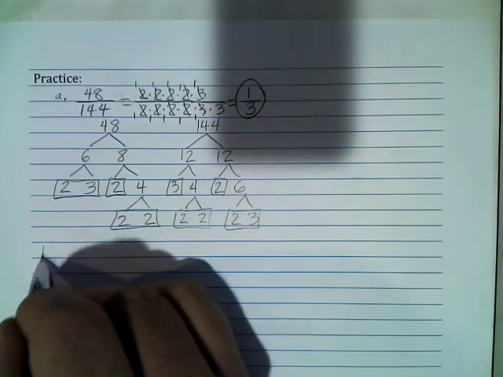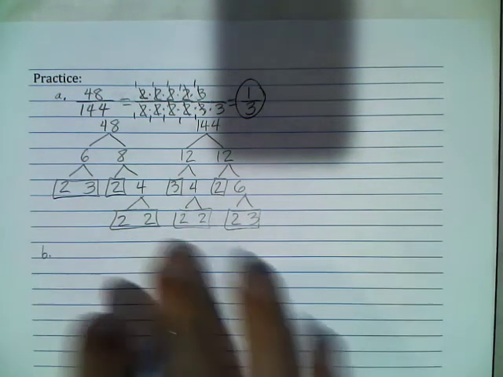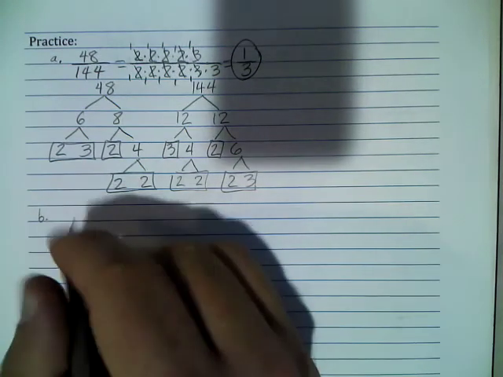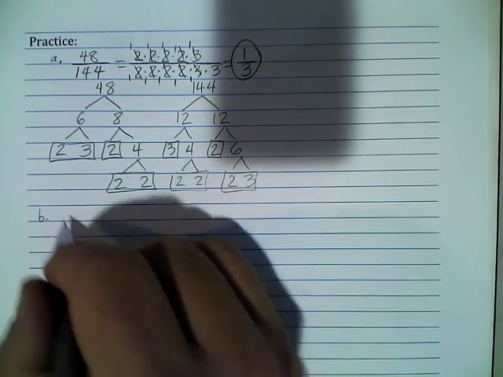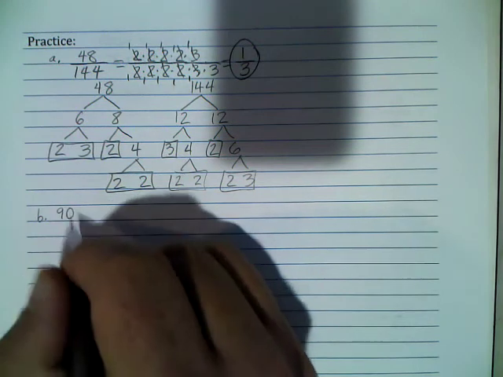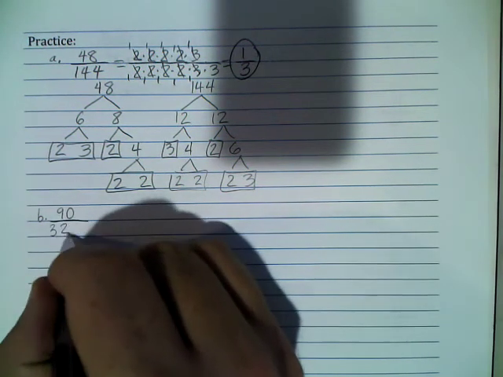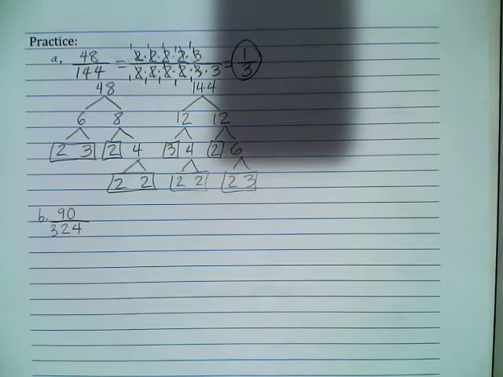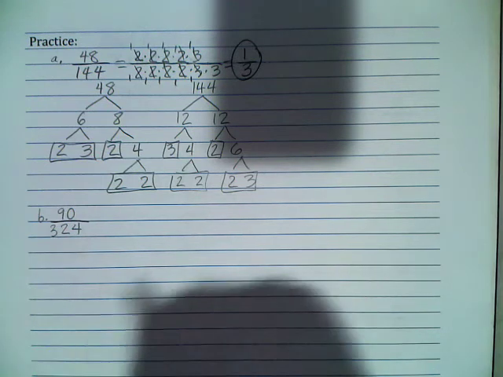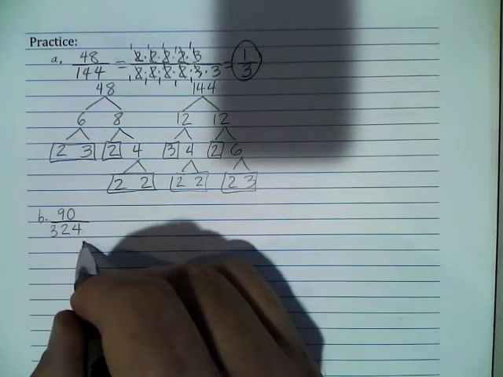Let's skip a line and take a look at B. So for B, we have 90 over 324. 90 over 324. And so we're going to go ahead and reduce that using prime factorization.